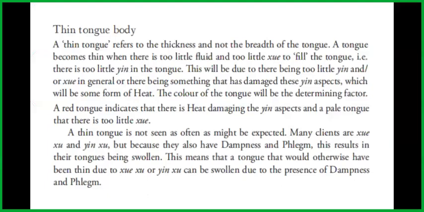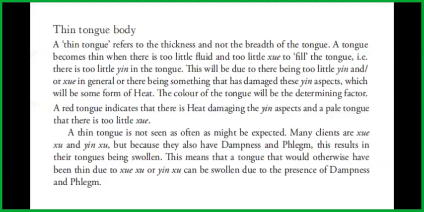This will be due to there being too little yin and/or blood in general, or there being something that has damaged these yin aspects, which will be some form of heat. The color of the tongue will be the determining factor. A red tongue indicates that there is heat damaging the yin aspects, and a pale tongue that there is too little blood. A thin tongue is not seen as often as might be expected.